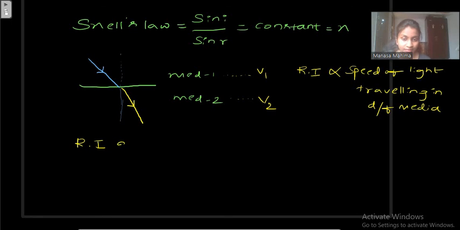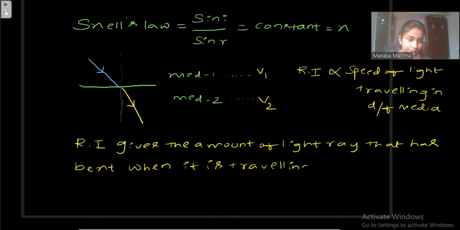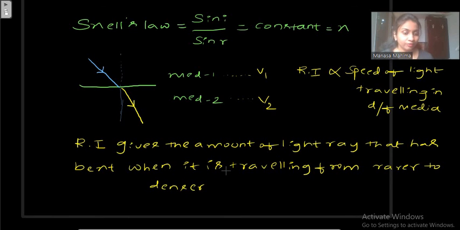Refractive index gives the amount of bending of the light ray when it is traveling from rarer to denser, or else you can take denser to rarer, or else from medium 1 to medium 2.